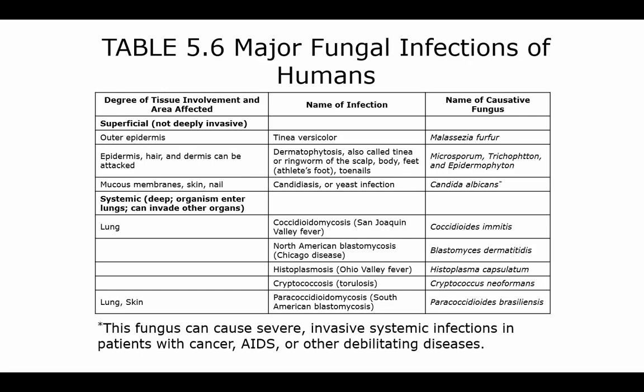Now, this is a table of the major fungal infections that cause problems for humans. In your mucous membranes, your skin and your nails, you can get Candida albicans, which is a yeast infection. You can see they can affect your lungs as well as your skin, the outer epidermis, the hair, as well as the dermis. So they can be very severe if you've got someone that has a compromised immune system, like if they have cancer or AIDS, they can cause severe problems.